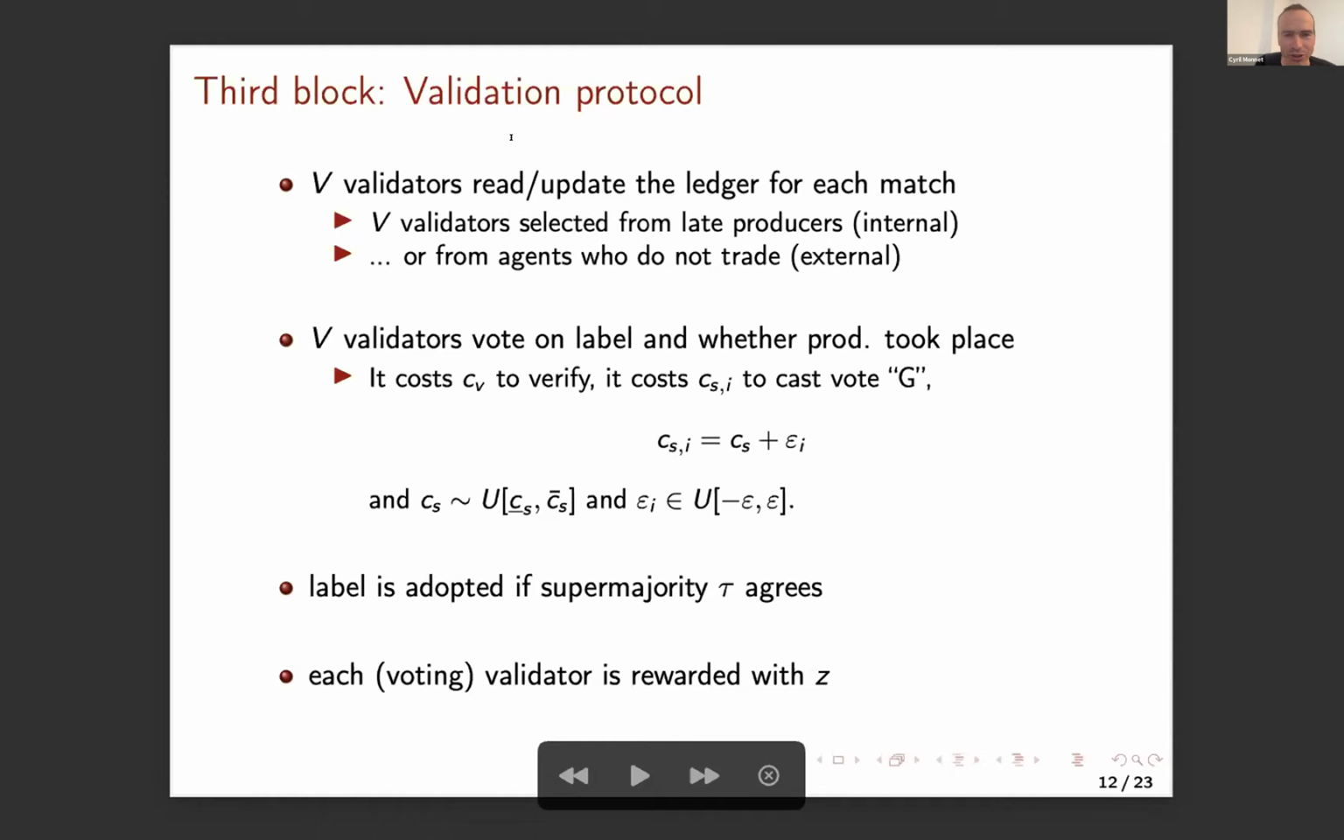Okay. So this was the ledger. Now I'm introducing the validation protocol. There are going to be V validators who will be in charge of reading and updating the ledger, making sure that your Bitcoin is legitimate, if you want.